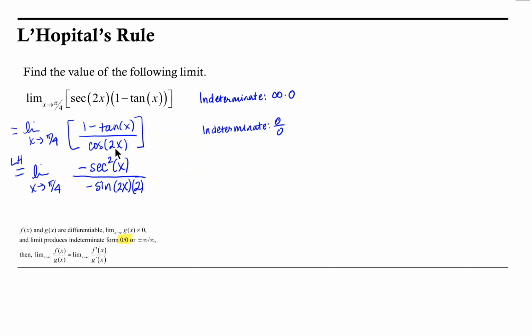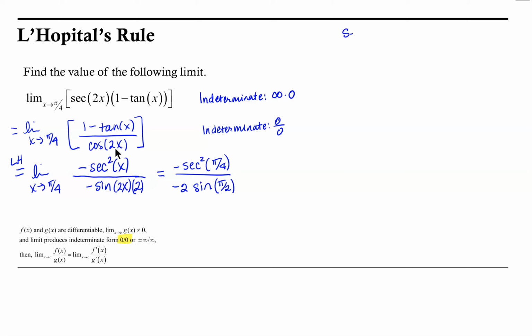Now, as we attempt to find the limit in this case, this would be the negative secant squared of pi over 4 over negative 2 times sine of, now 2 times pi over 4 is actually pi over 2.